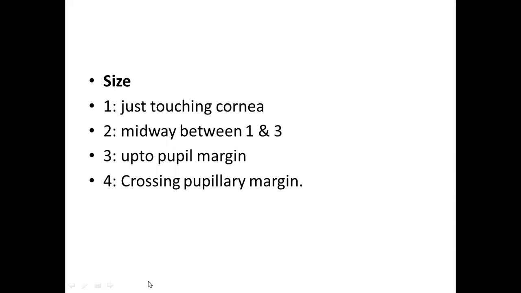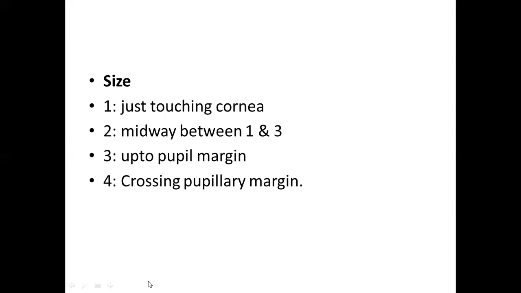So grading can be by the size too. It is graded 1 to 4. Grade 1 is when it's just touching the cornea. I told you it's from the conjunctiva and it's encroaching onto the cornea. So as it just approaches the cornea, that's grade 1. More like just slightly beyond the limbus, the corneoscleral limbus, as I described earlier. That's grade 1.